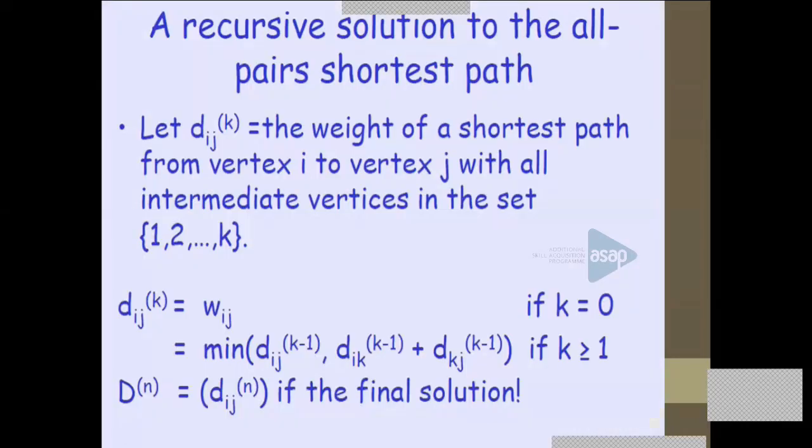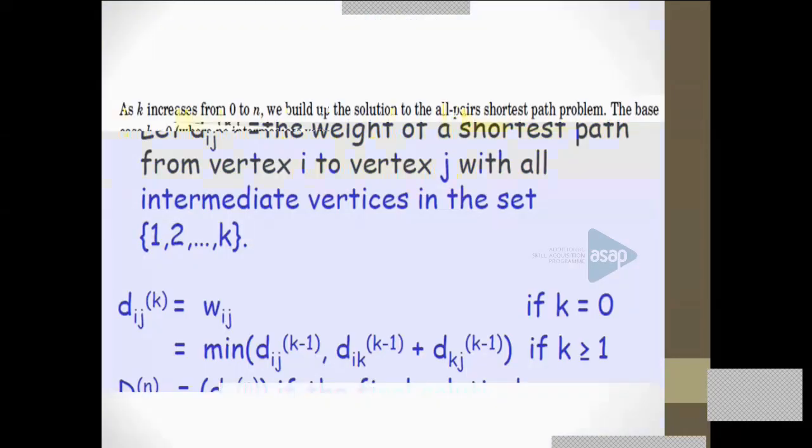The recursive definition: as k increases from 0 to n, initially k will be 0, then k will be 1, passing through 1, k is 2, passing through 2, k is 3, passing through 3. Then we build up the solution for the all-pairs shortest path problem. The base is k equal to 0, which means no intermediate vertices are allowed, and it is easy. And the representations are very important. Two matrices we will be using in Floyd-Warshall.